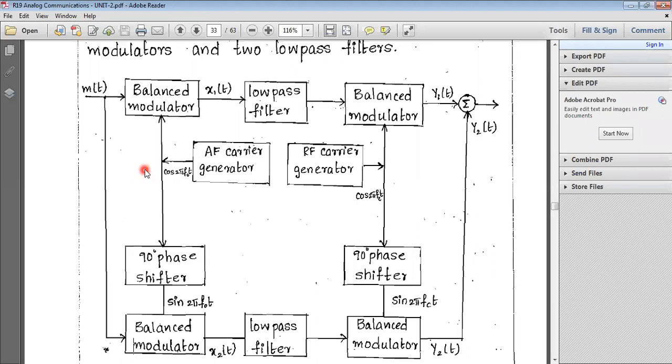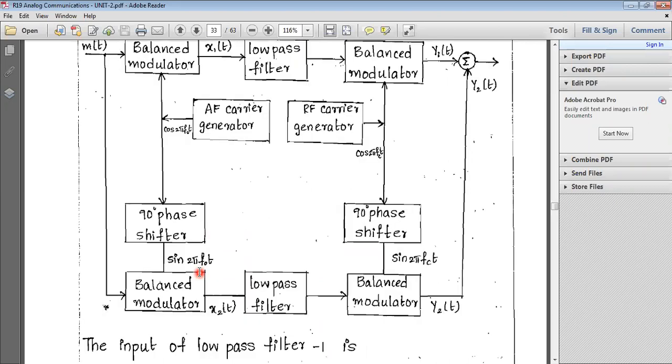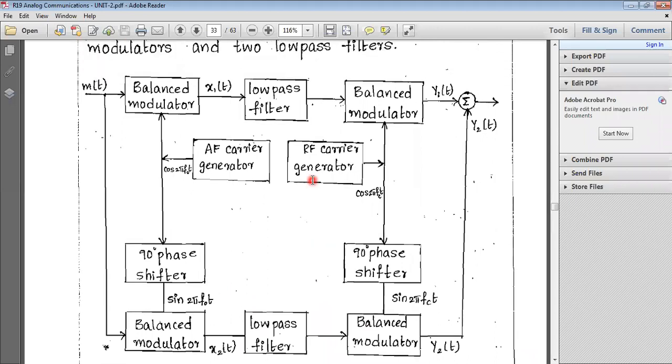So for that purpose, here we use 4 balanced modulators. So the third method mainly consists of 4 balanced modulators. Draw the circuit. First observe the construction of the circuit. Here we have one balanced modulator.